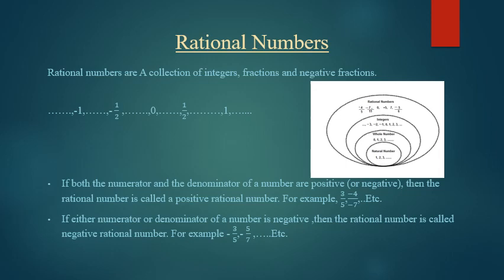Now what is a negative rational number? It is written here that if the numerator and denominator are of opposite sign, for example, either the numerator or the denominator of a number is negative, so one must be positive and the other must be negative, then the rational number is called a negative rational number. For example, minus 3 upon 5, here the minus 3 is negative and 5 is positive. So it is said to be a negative rational number.